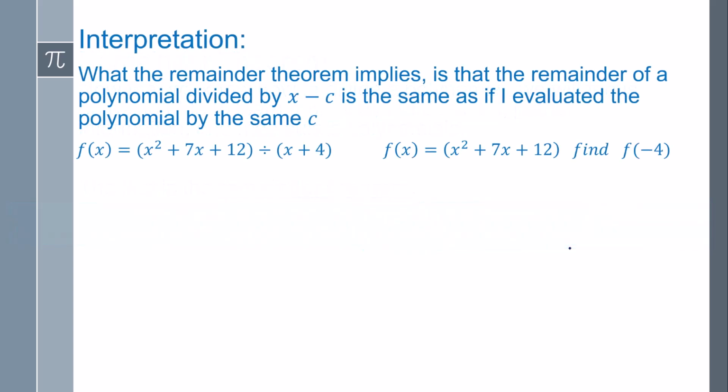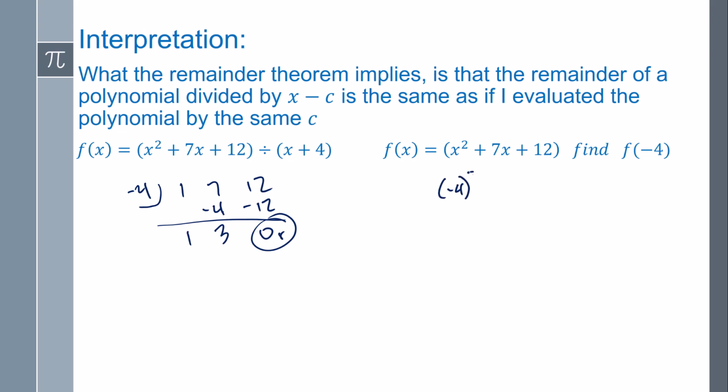If I were to use synthetic division real quick, 1, 7, 12, add straight down, multiply, add, multiply, add, well, my remainder is 0. That's the same as if I just took negative 4 and plugged it into the problem. It's the same thing.